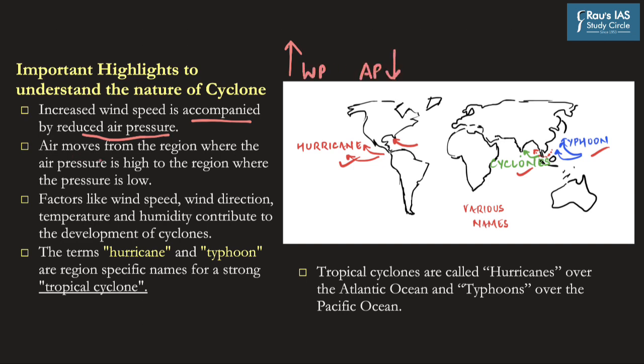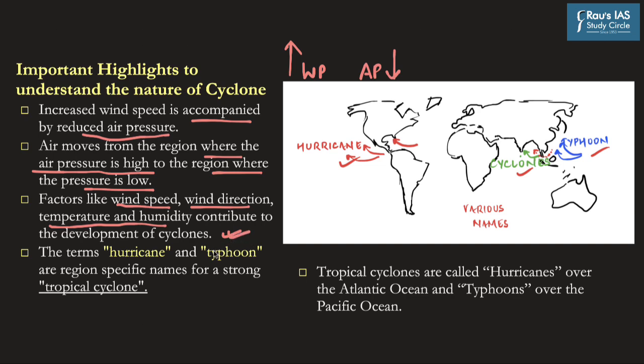It further says that air moves from the region where the air pressure is high to the region where the air pressure is low, the point which we just discussed. Next, it says that factors like wind speed, wind direction, temperature, and humidity contribute to the development of cyclones. Now, all these become important from our prelims perspective.